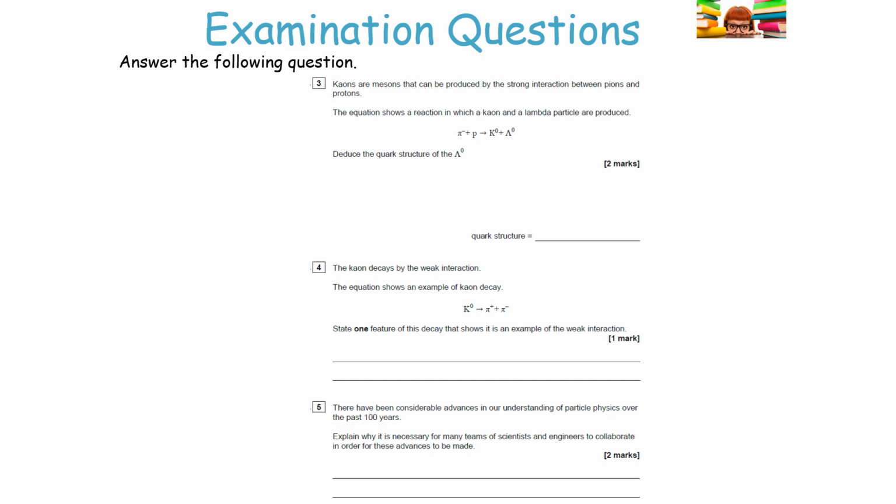Kaons are mesons that can be produced by the strong interaction between pions and protons. The following equation shows the reaction in which a kaon and a lambda particle are produced. Now, the kaon decays by the weak interaction, and you can see an equation shows an example of kaon decay. And then, state one feature of this decay that shows us an example of the weak interaction. Then finally, there's been considerable advances in our understanding of particle physics over the past 100 years.